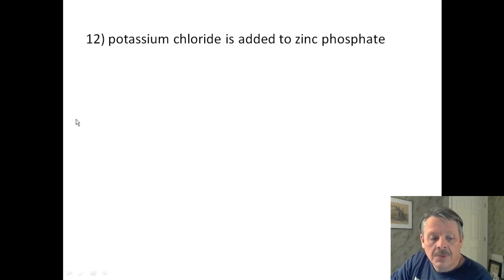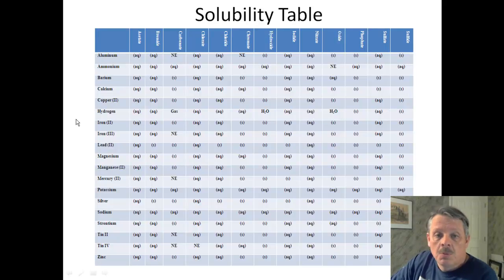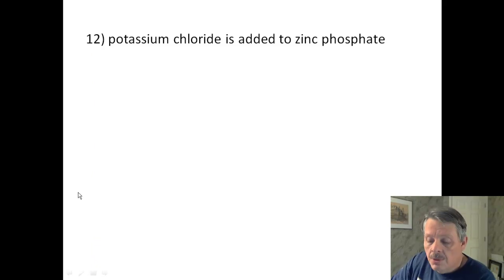All right. Looking at number 12, we have potassium chloride and we have zinc phosphate. So let's look at those. Again, this is double replacement because they're both compounds. So potassium chloride, everything with potassium is aqueous. So we already know that, so that one's easy.